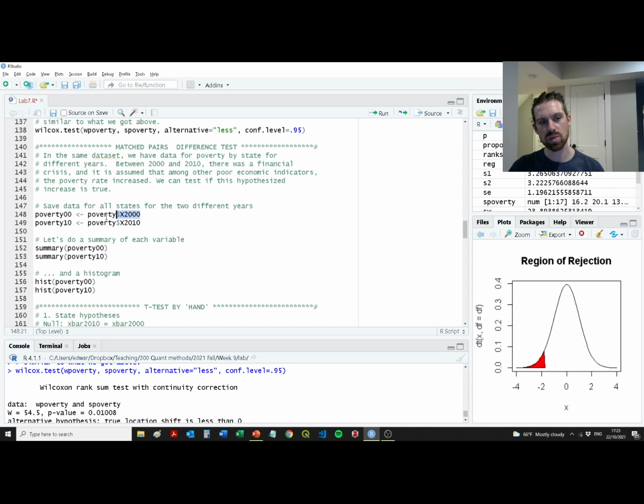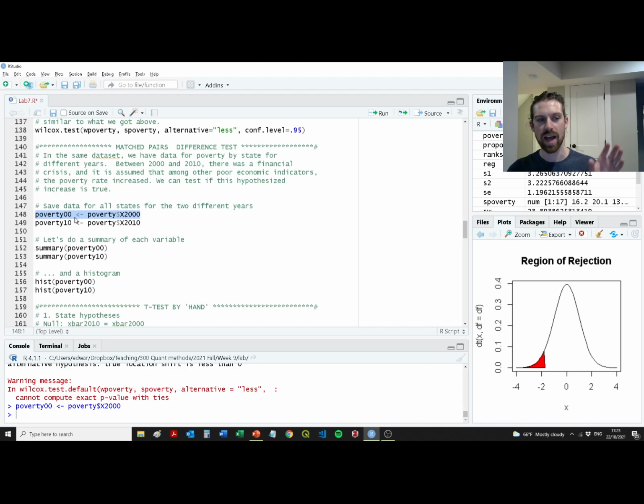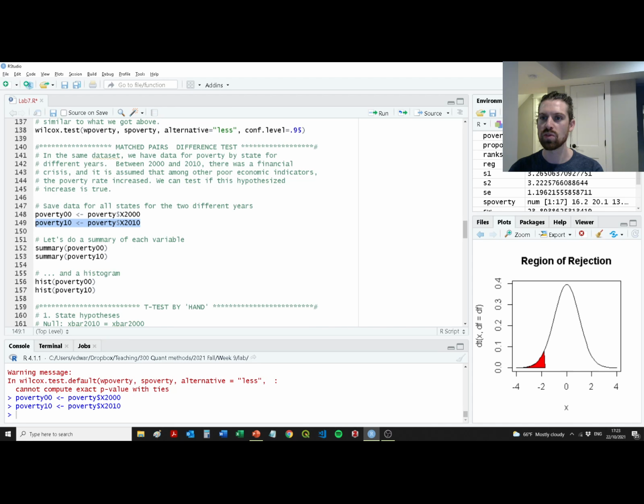The way we're going to do this is we're going to go into our poverty data set and refer to the X2000 column. Remember, the $ sign refers to accessing just one column within that data set. We're going to allocate it to the poverty00 entity that I'm putting into the global environment. Then we can do the same for the data in 2010, and we've got those two poverty vectors for 2000 and 2010.